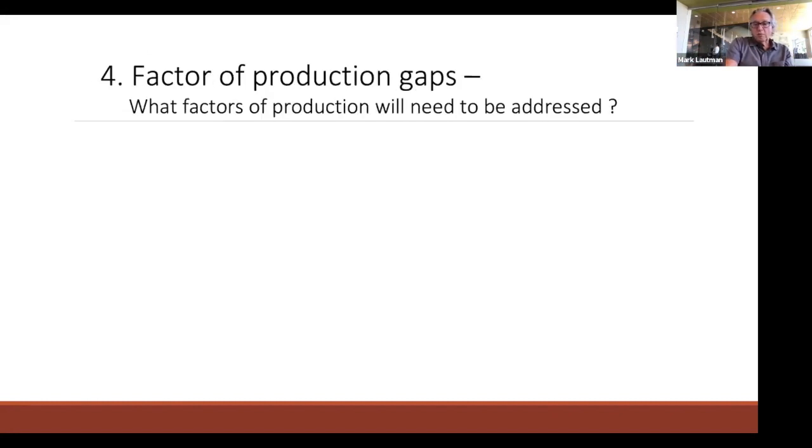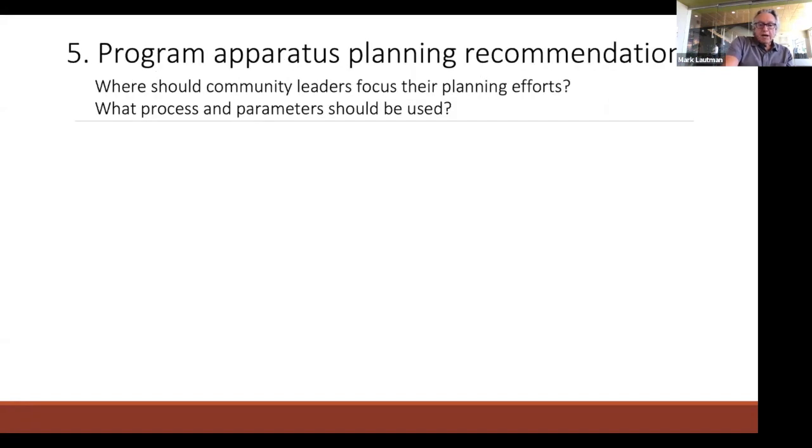And then we'll go into factor of production gaps. This matches what the lectures are going to be; they're going to be pacing along the same way. The 4th slide is, pick a factor of production gap issue that's going to shut down one of your theaters if you don't fix it. And then the program apparatus planning recommendations, which is your recommendations to the mayor and county commissioners who've asked you to be part of this deliberation. What should they be focusing their planning efforts on, and what should the process and parameters for the RFP for whoever's going to do the planning or the facilitating look like? And that's basically it.